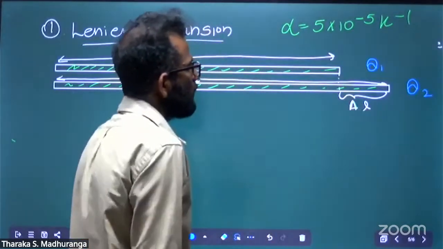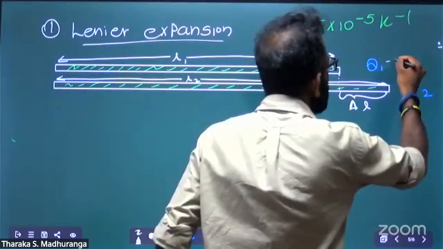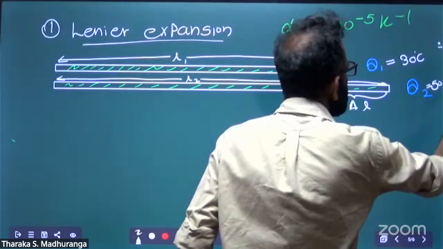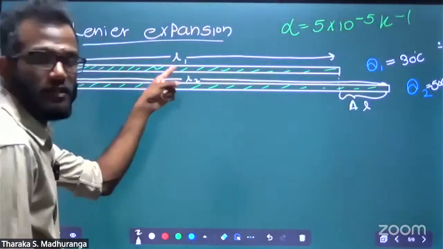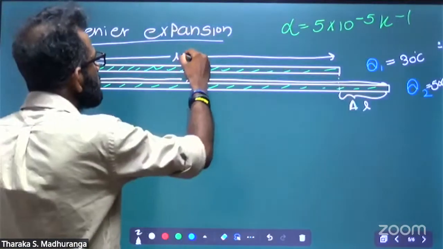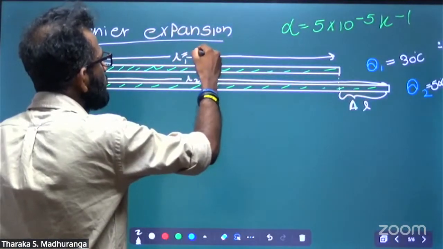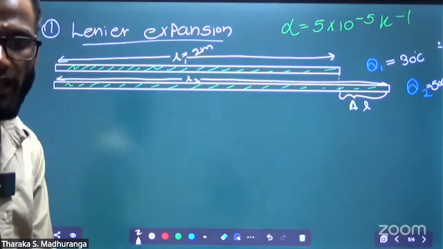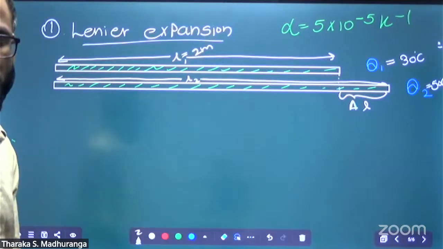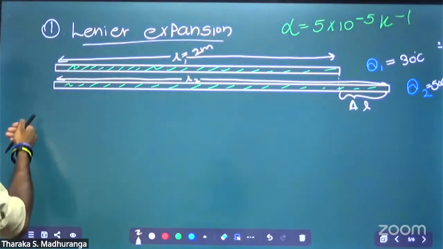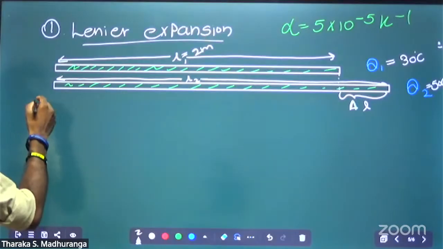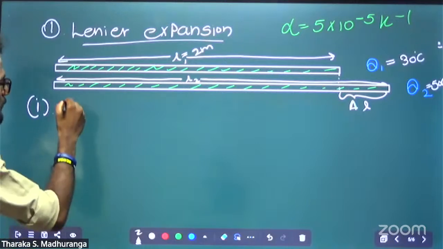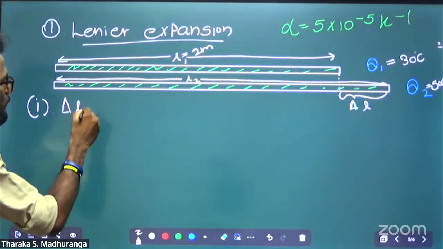Theta 1 is the initial temperature, 30 Celsius. Theta 2 is 50 Celsius. L1 is given, 2 meter. L2 or delta L we don't know; that's what the exam question asks. Question part A: calculate the delta L. How do we get the delta L?